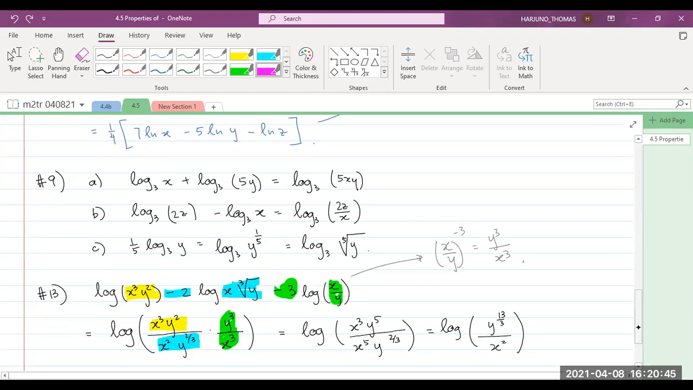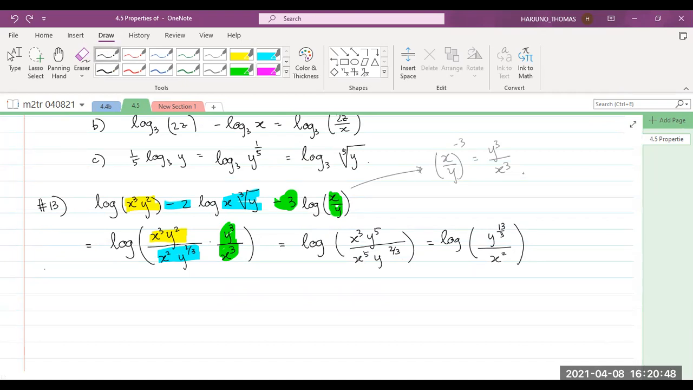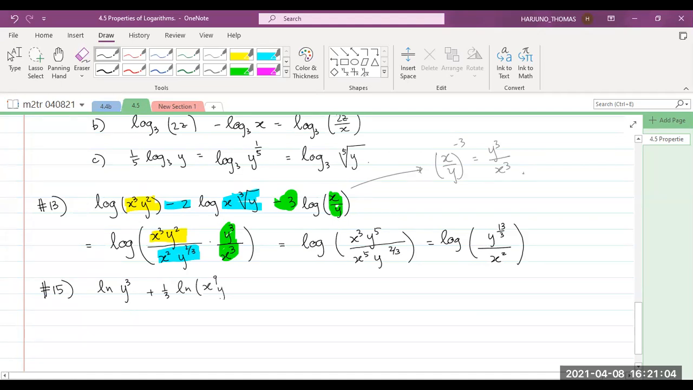Let me ask you to try number 15 together with our break time. So number 15: natural log of y cubed plus 1/3 natural log of x to the 9 y to the 6, minus 5 natural log of y. Right now it's 9:21. Let's come back at 9:34.